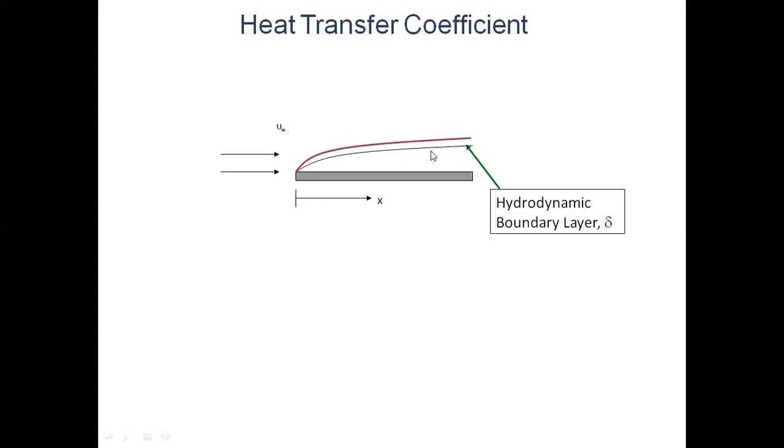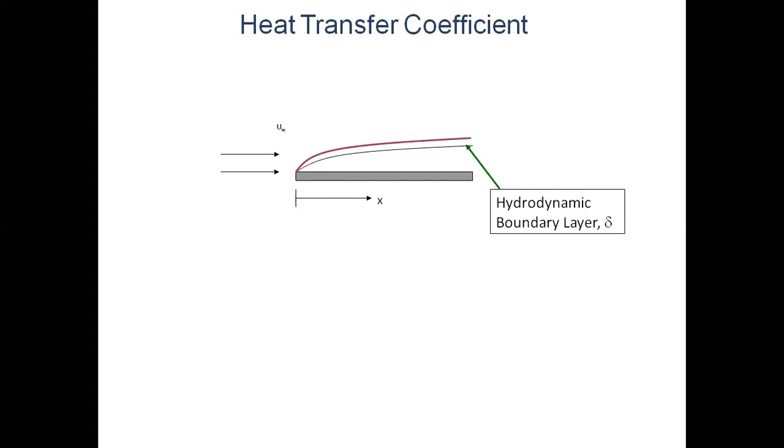Its thickness is given by delta, or delta Hx is also used. So here the thickness of the hydrodynamic boundary layer is denoted by delta. Sometimes it is called delta Hx. In your data handbook, it is mentioned as delta Hx. H stands for hydrodynamic boundary layer, right?